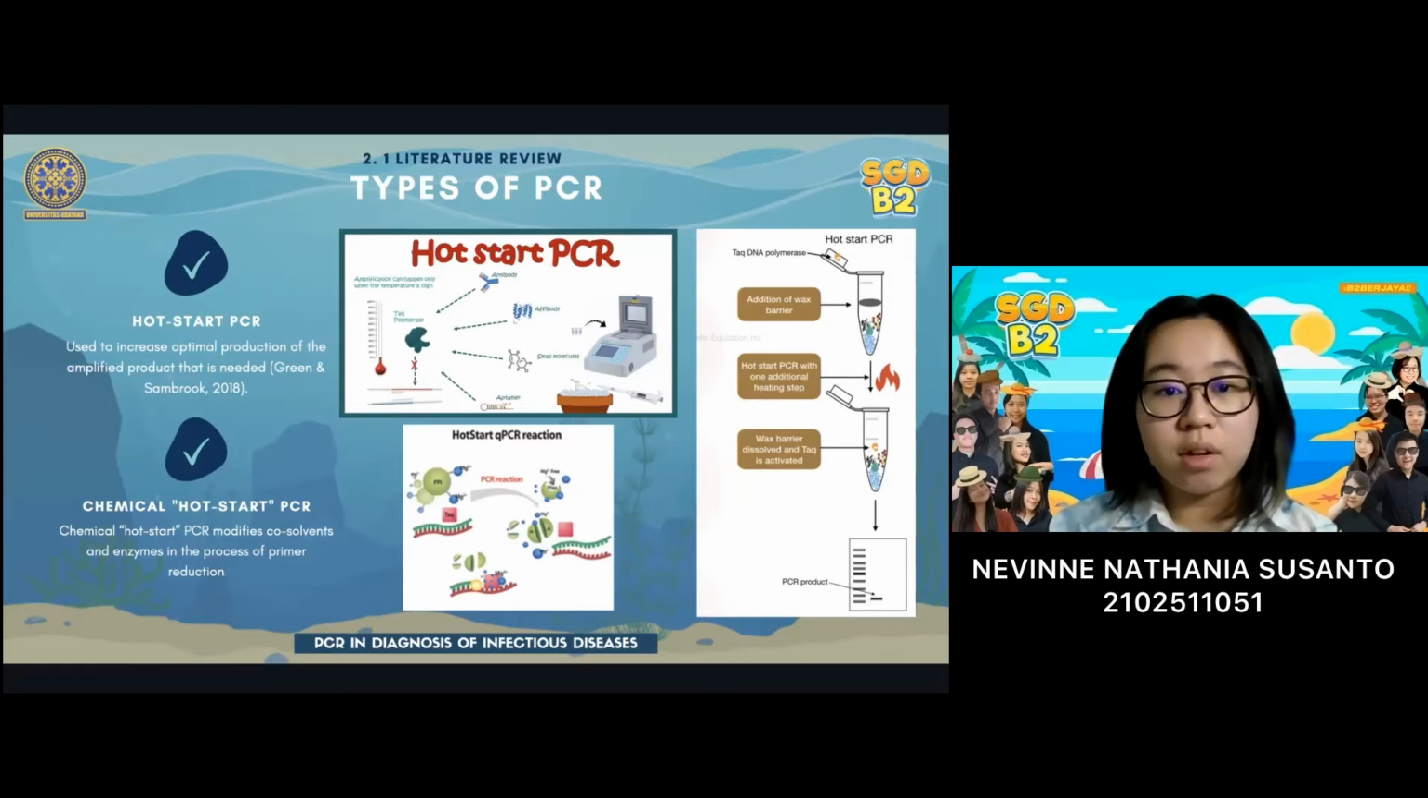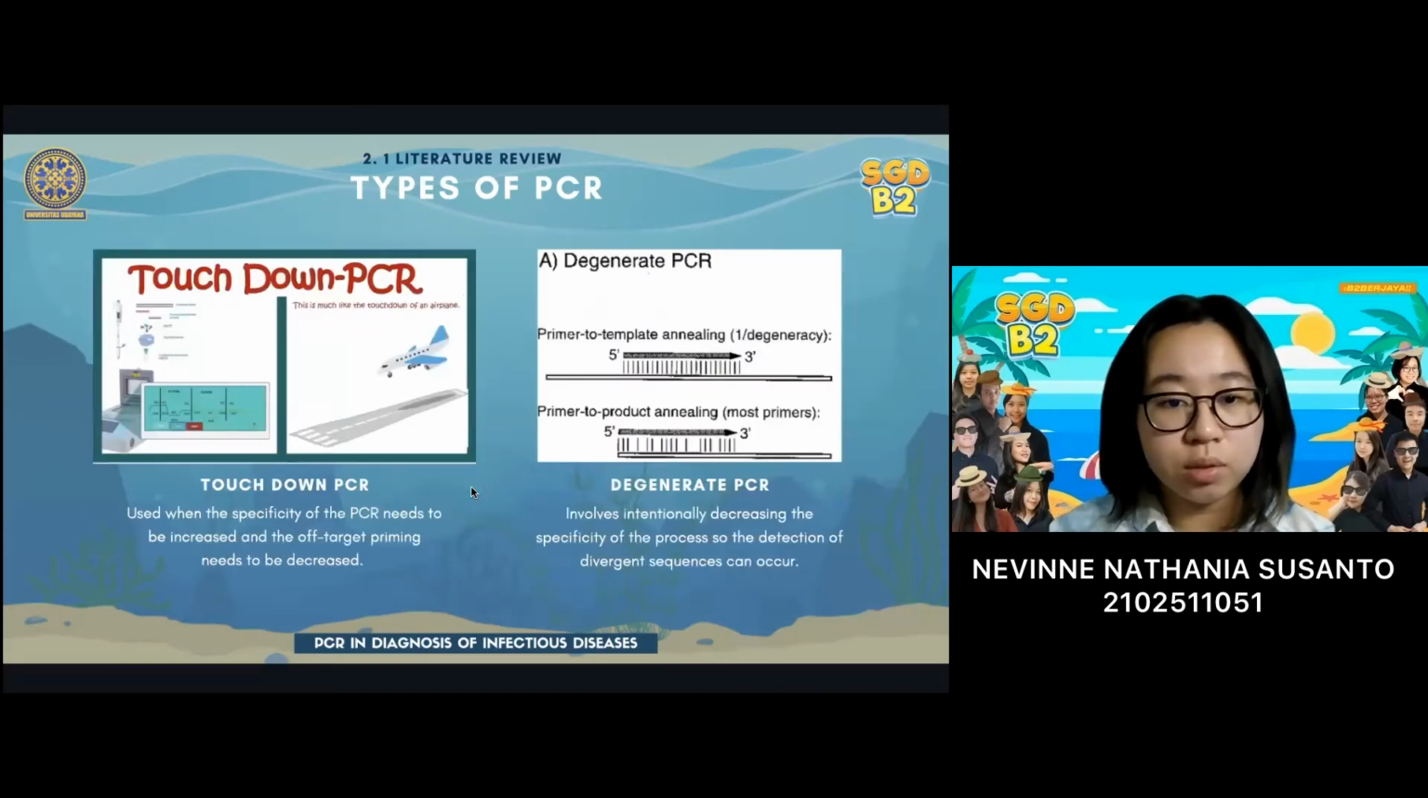Secondly, there is chemical hot start PCR. It modifies co-solvents and enzymes in the process of primer reduction. Some specific co-solvents, such as dimethyl sulfoxide and formamide, are able to increase the precision of the entire PCR process. Enzymes such as uracil DNA glycosylase are also commonly used in this method. Third, there is touchdown PCR. This method is used when the specificity of the PCR needs to be increased and the off-target priming needs to be decreased. The process of touchdown PCR involves an assortment of annealing temperatures.